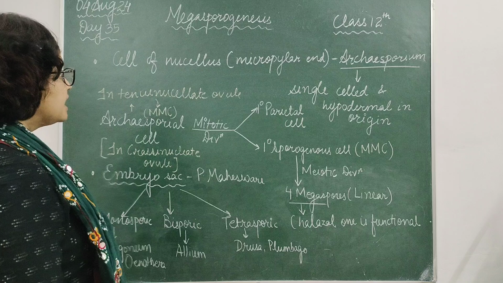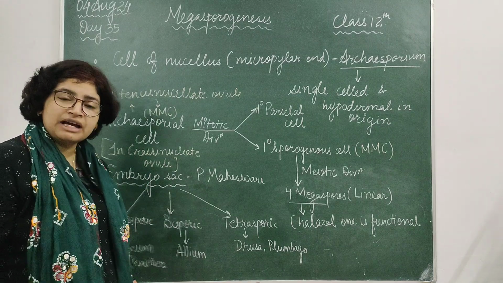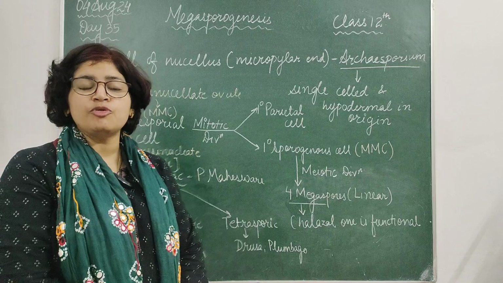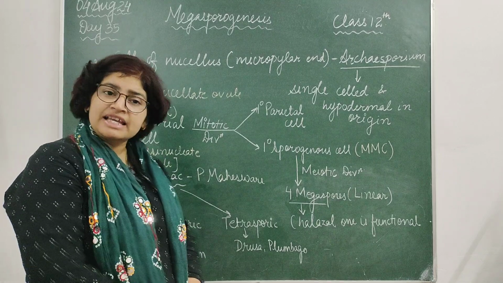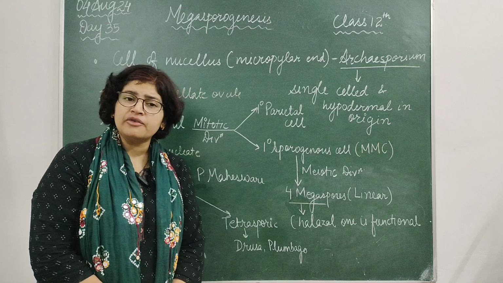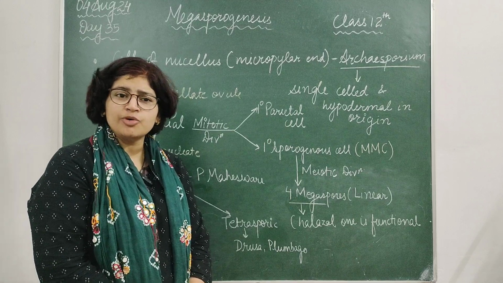Fine. So in case of megasporogenesis, what is this process? The process in which megaspores are formed from megaspore mother cell through a single meiotic division. Here also a single megaspore mother cell undergoing meiotic division will form 4 megaspores, or we can say megaspore tetrad.